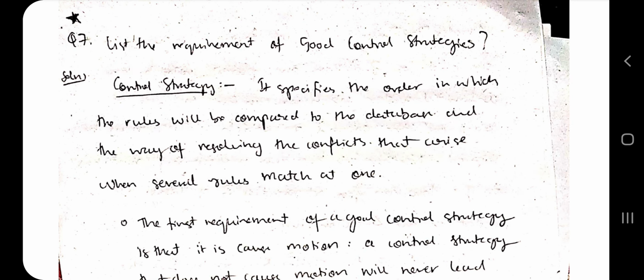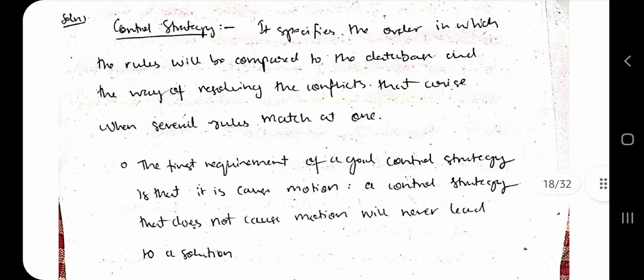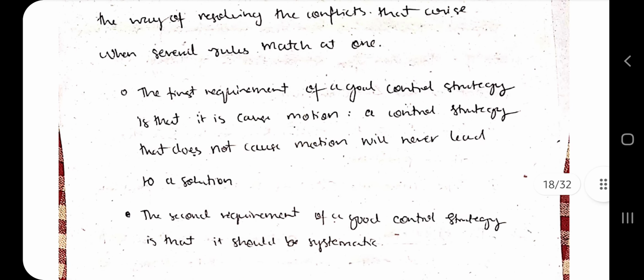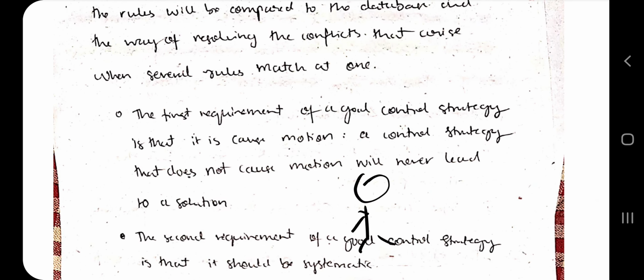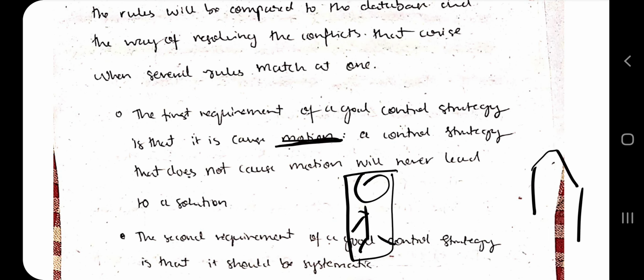What is the requirement for a good control strategy? There are two requirements. The first requirement is that it causes a motion. Causes a motion means if you are in a state 1, suppose you are standing here and your home is here. Now the first requirement is it should cause a motion. Whatever step you take, it should make you near to the goal, right? That is what is called motion.